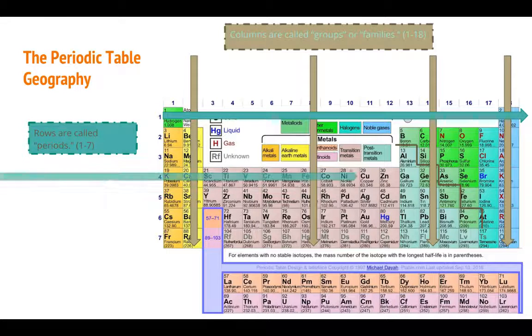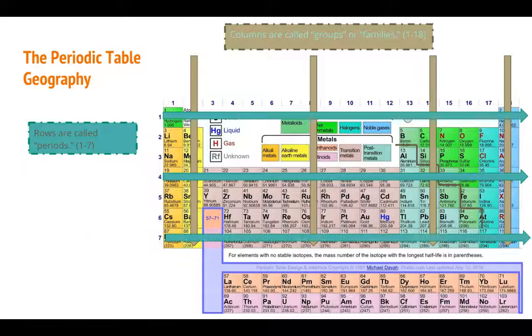Going from left to right, you have rows, which we call periods. This is because the trends of the properties that we see as we go down the rows are periodic. So you may have noticed that when we talked about every 7 elements, the properties are periodic, they repeat. So that's why there are 7 periods, 7 rows. There are 18 families or groups, columns.